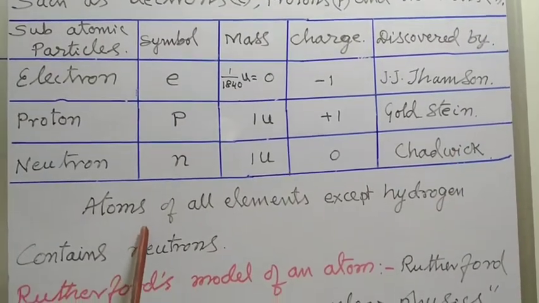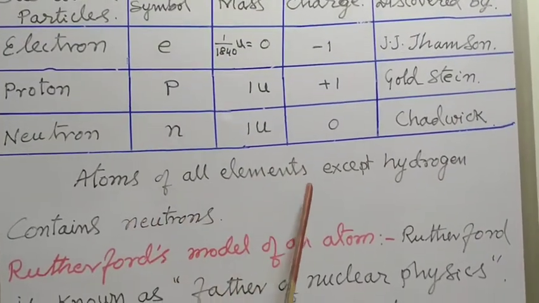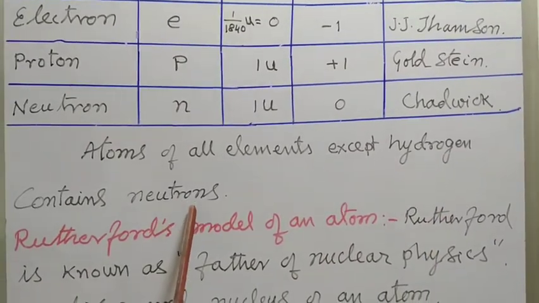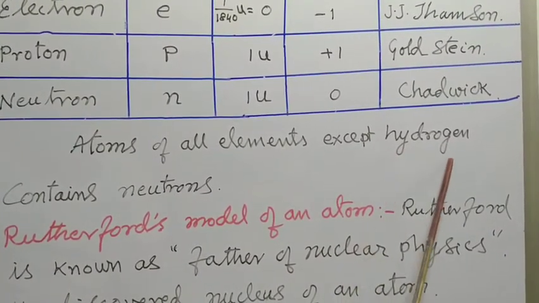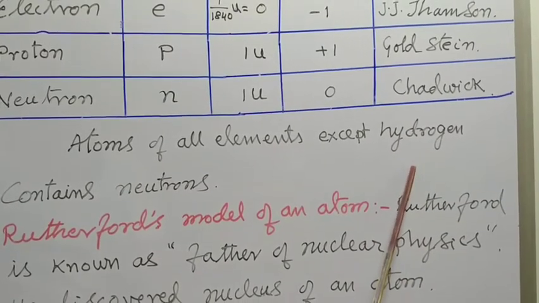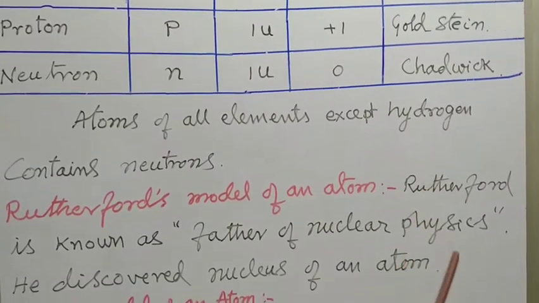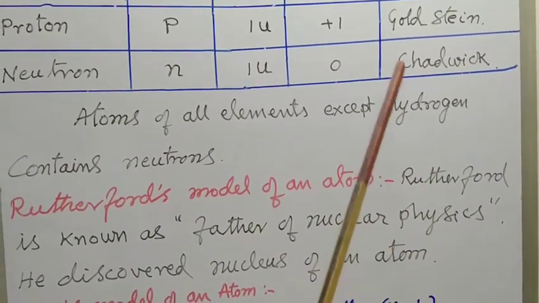We should know that atoms of all elements except hydrogen contain neutrons. That means hydrogen has only protons in the nucleus. There are no neutrons. Other elements have both protons and neutrons in the nucleus.